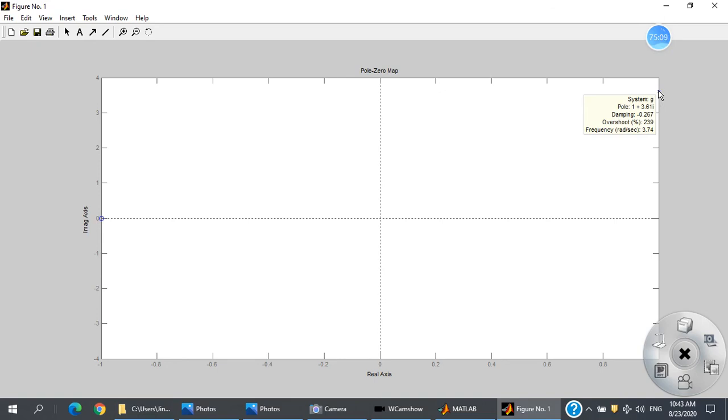It is 1 plus 3.61i, and the other one should be... oh, I can't find it, it's covered by this one. This is my document camera. Yeah, it should be here. There should be two poles, yeah, two poles. All right.